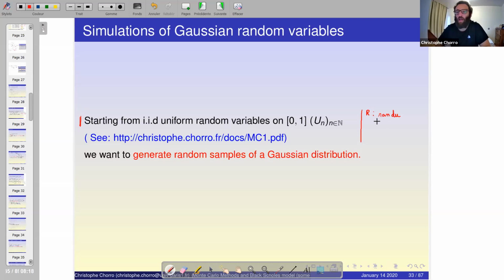And my first question today is: from this uniform on the interval 0, 1, how to generate independent Gaussian distributions? It's the point I want to deal with today.